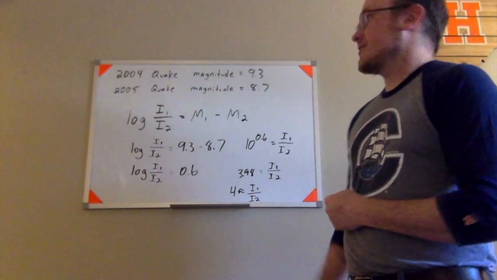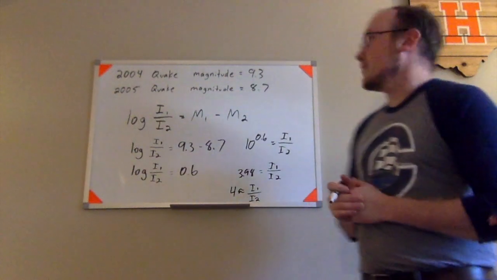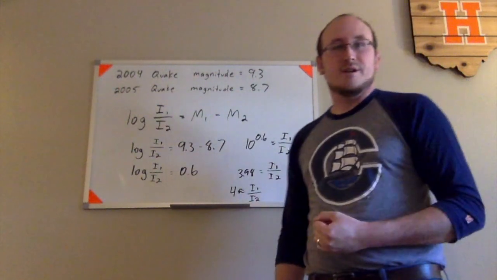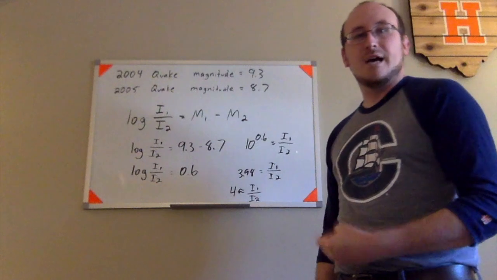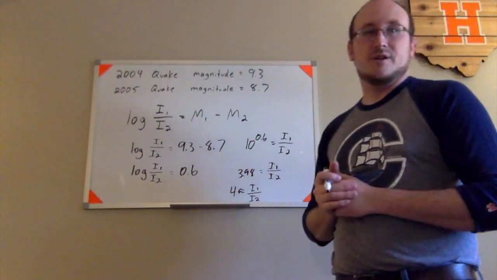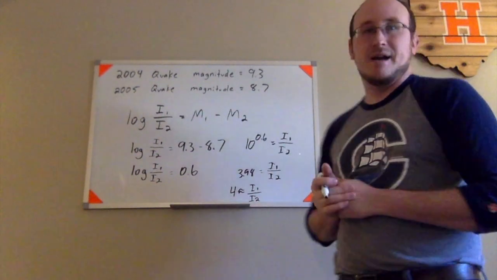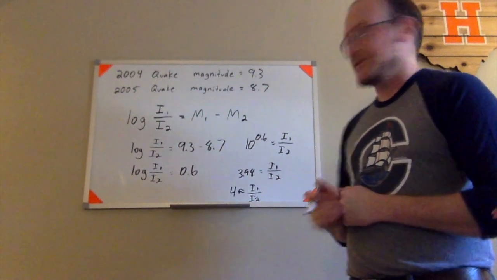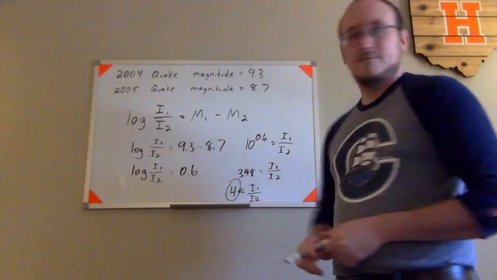So that tells us that the earthquake that struck in December of 2004 that had a magnitude of 9.3 on the Richter scale was 4 times more intense than the earthquake that struck in March of 2005 that had a magnitude of 8.7 on the Richter scale. 4 times more intense.